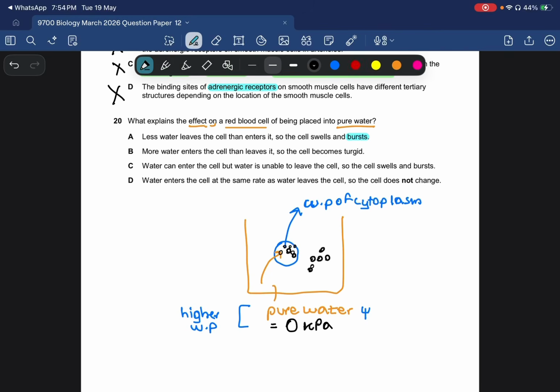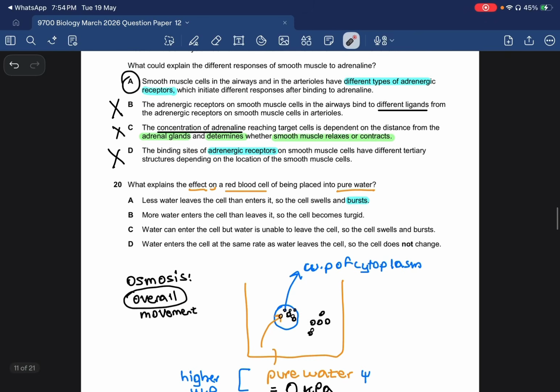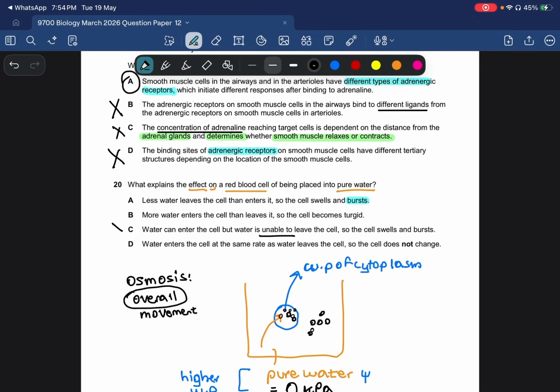So osmosis is not a one-way movement. This is actually explaining the overall movement. So when we say osmosis is the water moving into the cell, the water is overall moving into the cell, meaning there is still some water that moves out, but that's much lesser compared to the amount that moves in. So it is wrong to say that the water is unable to leave. It does leave the cell, but it's much lesser compared to what enters it.